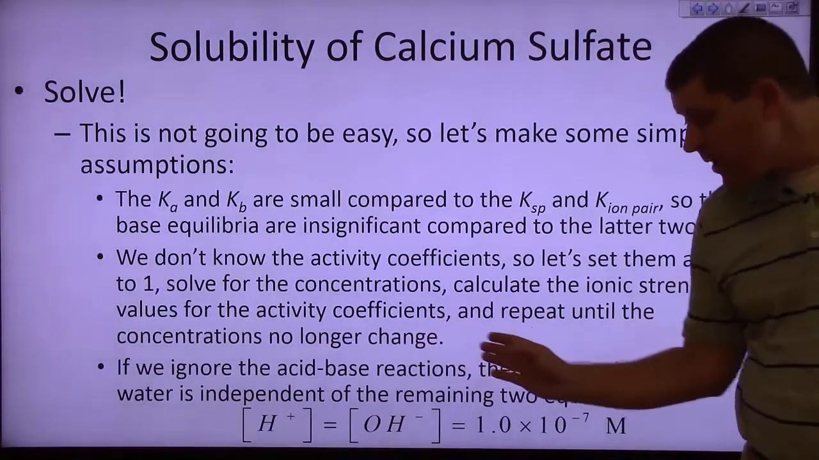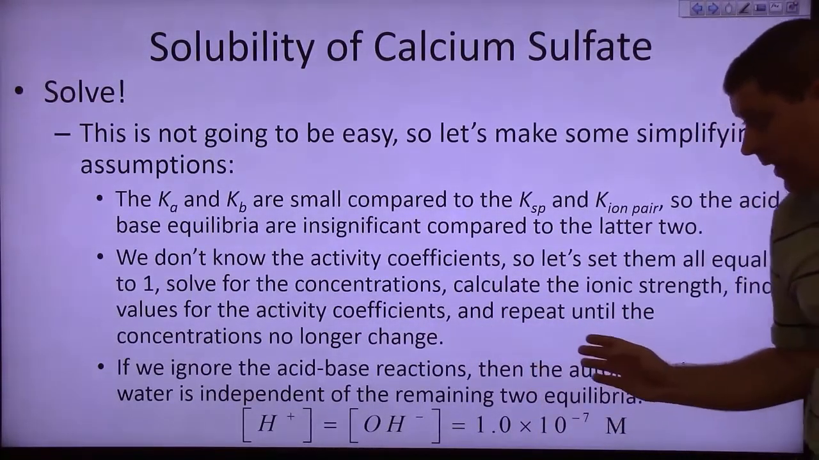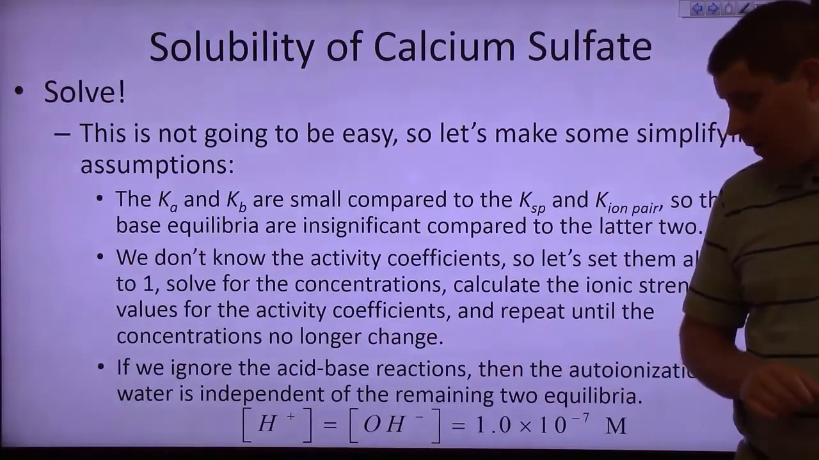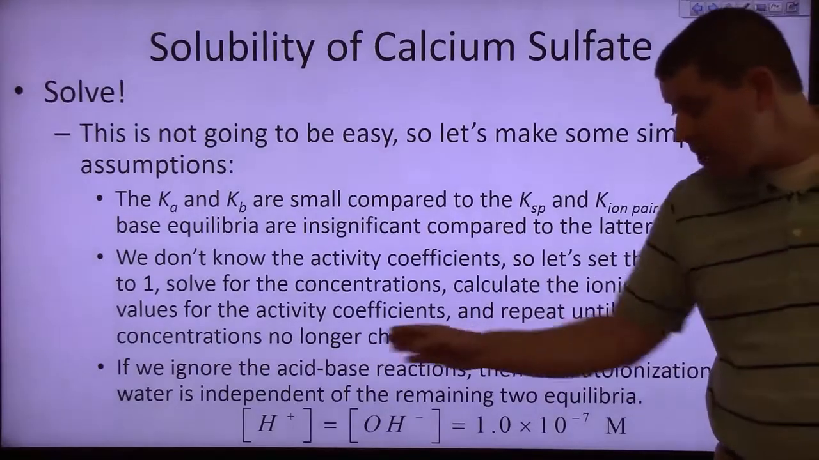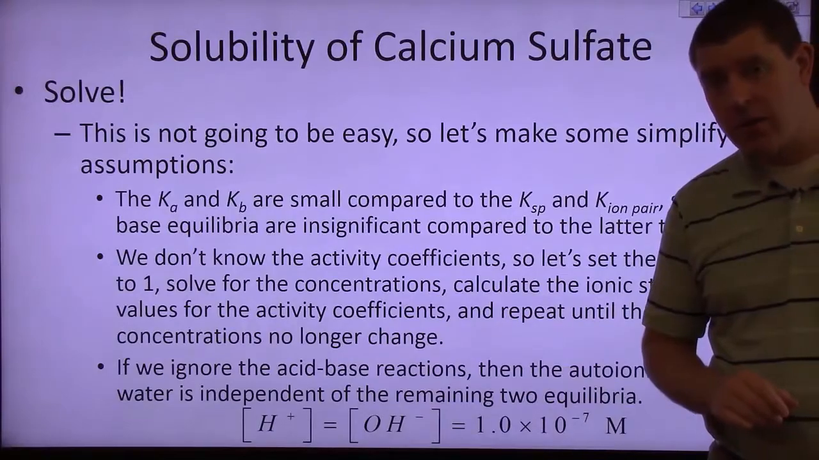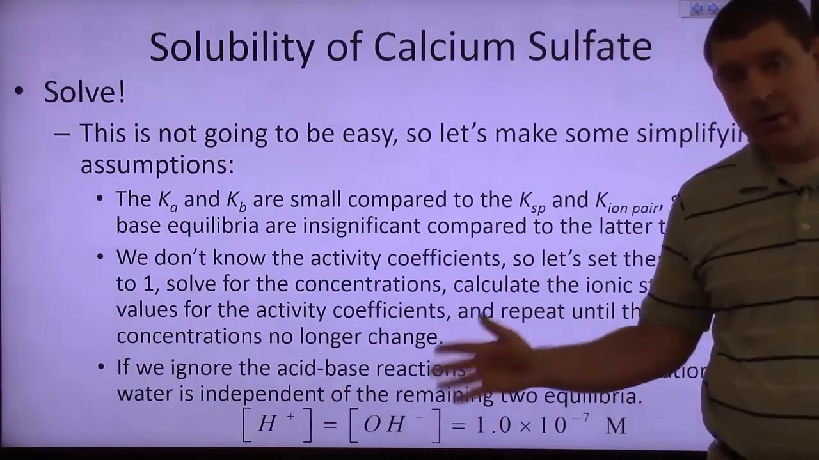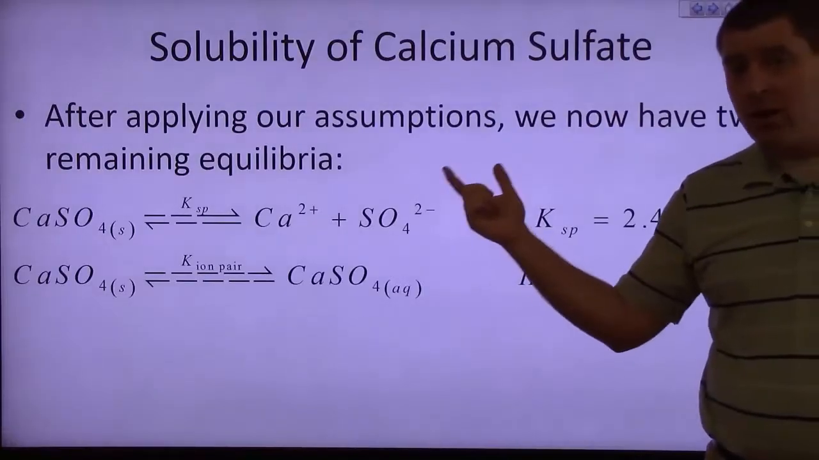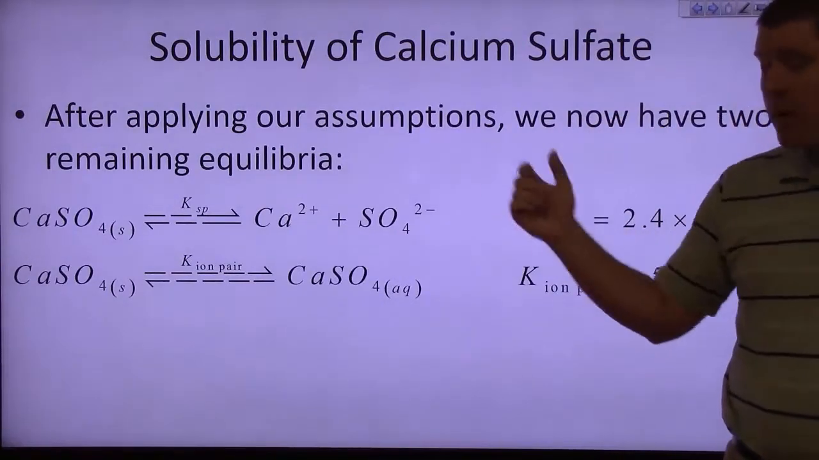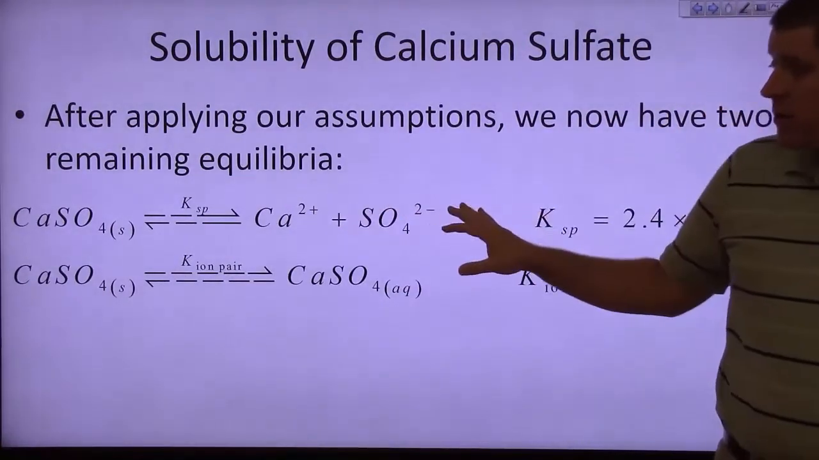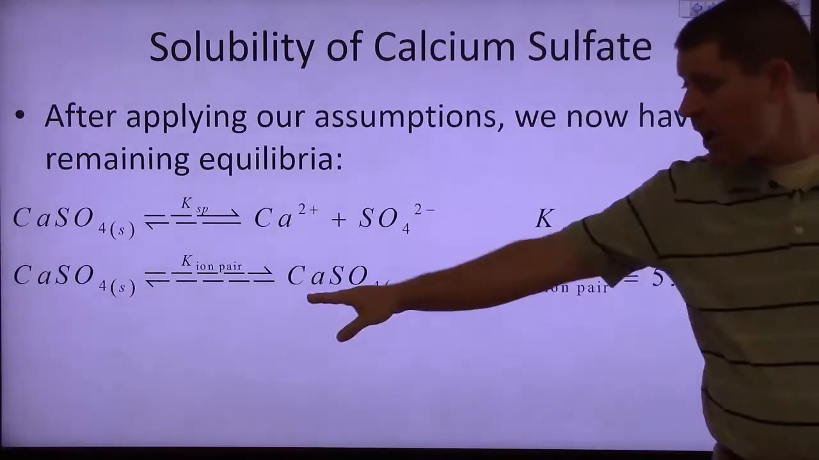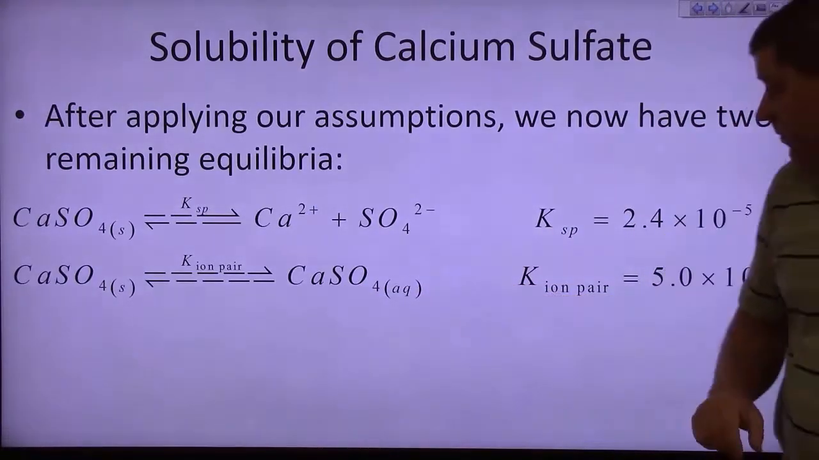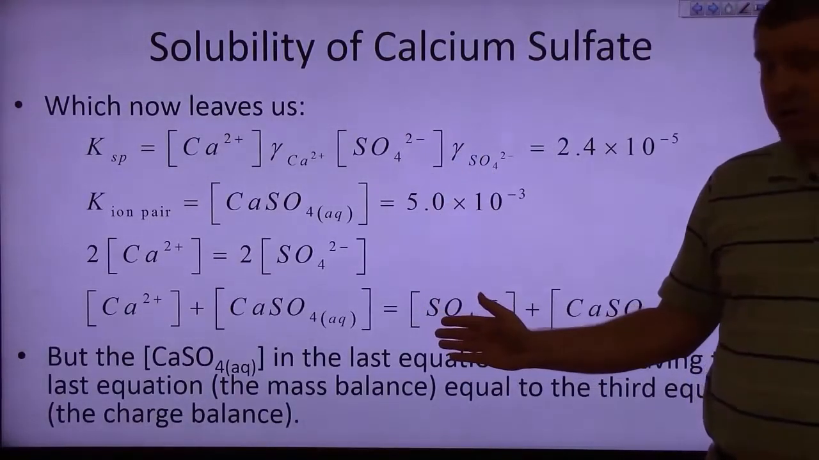If we ignore the acid-base reactions, then the autoionization of water is independent of the remaining 2 equilibria, and that means it's easy to find the concentrations of hydrogen ion and hydroxide ion, because they must be equal to one another. After applying our assumptions, we now have 2 remaining equilibria: our dissolution process with our Ksp, and the formation of our ion pair. And that now leaves us with these 4 equations.